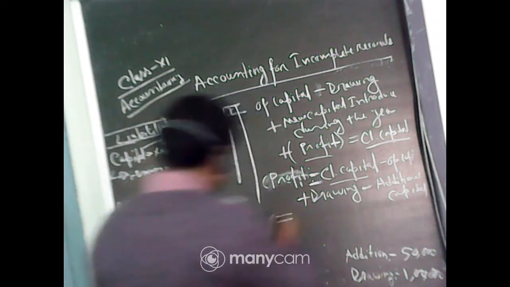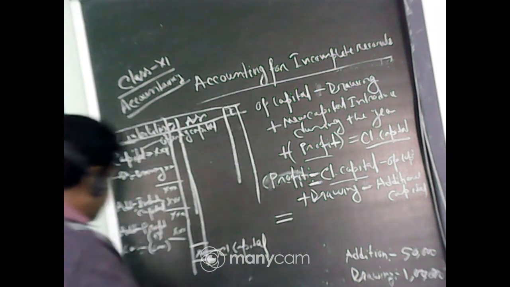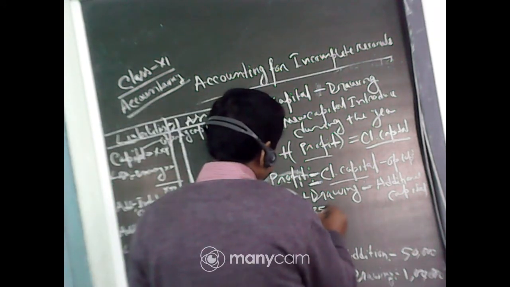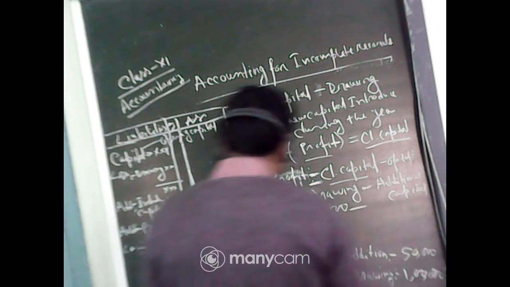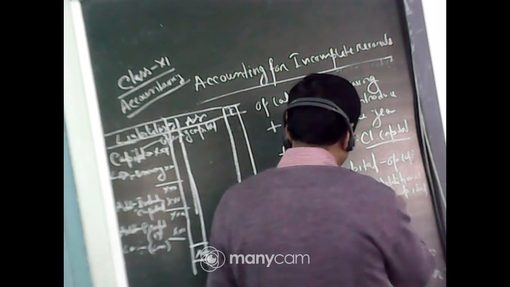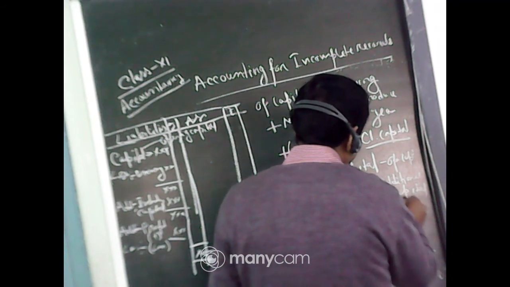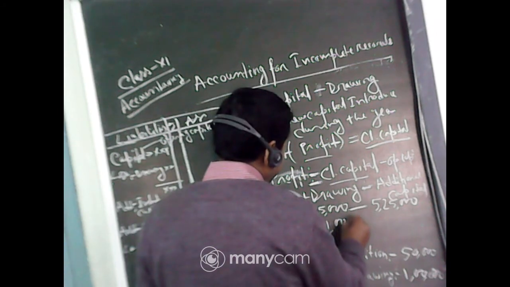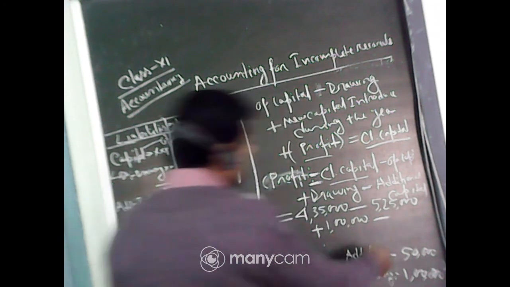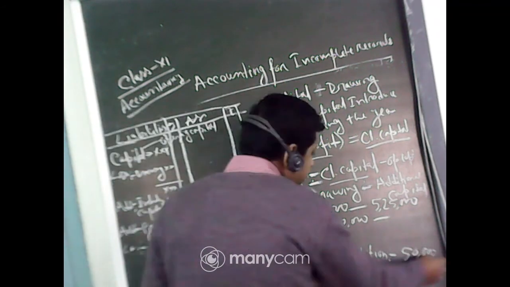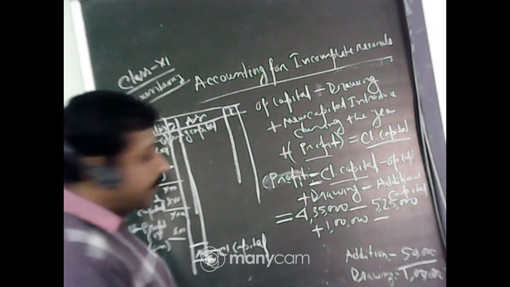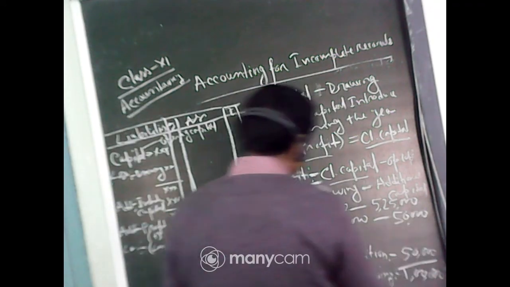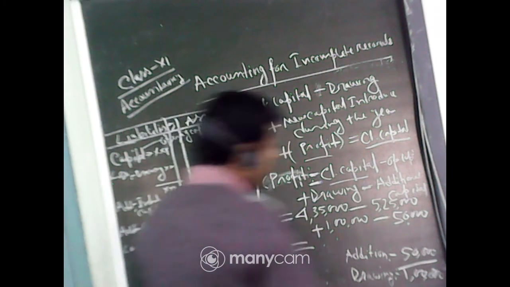So if you put in all the figures, you have got the closing capital, that is 4,35,000, minus opening capital, that is 5,25,000. You have also got the drawing, that is 1,00,000, and also the additional investment the shopkeeper made, that is 50,000. And whatever is revealed, that will be our profit.